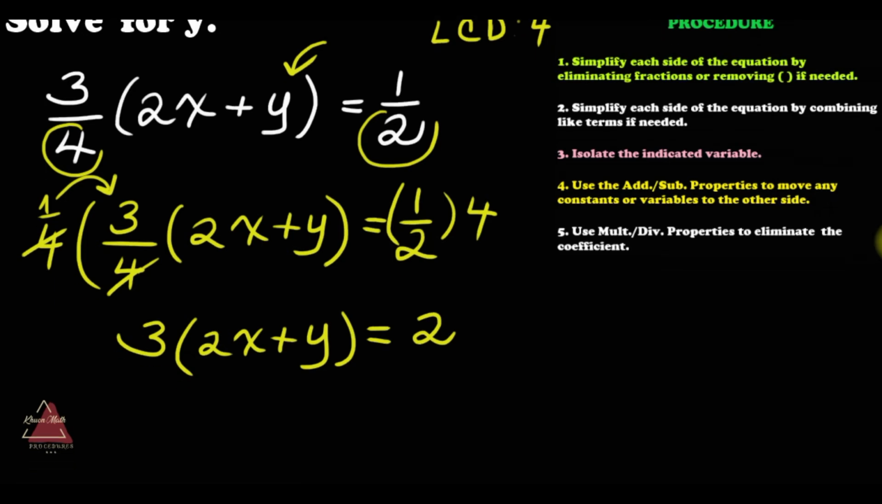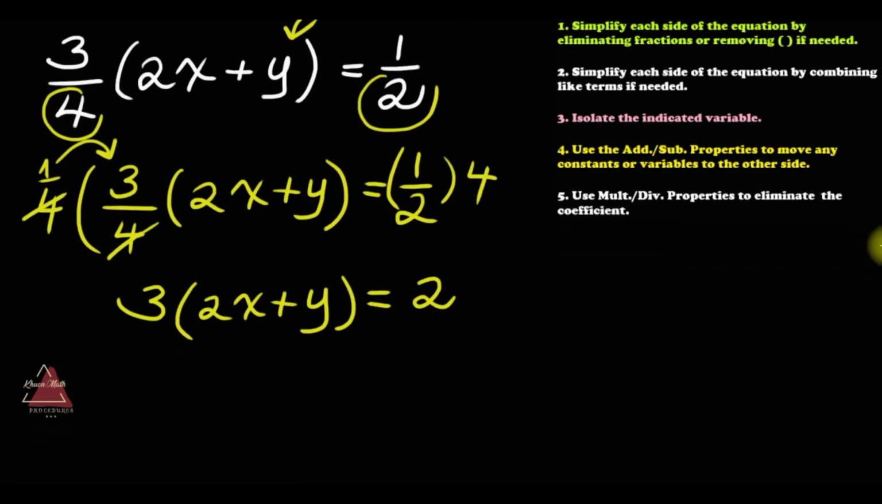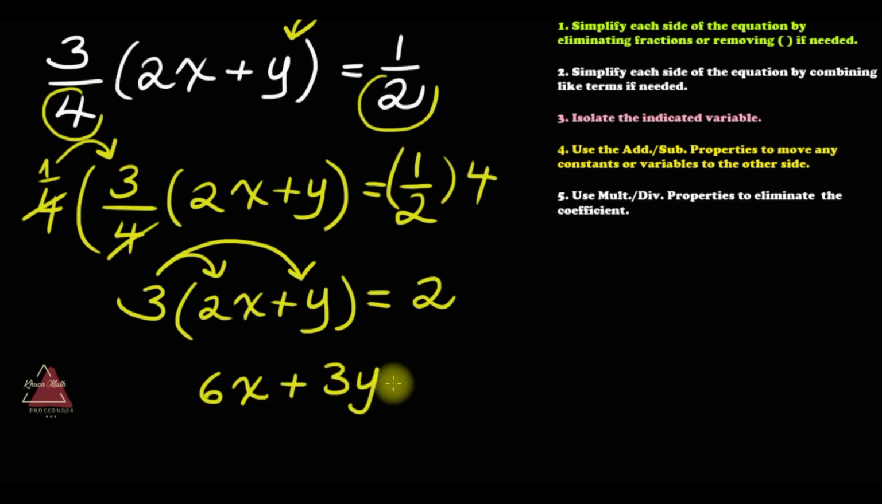And now we have to get rid of the parenthesis. So that is to apply the distributive property. So we're going to distribute the 3. So 3 times 2x, and then 3 times y. So 3 times 2x is 6x, and then 3 times y is 3y, and then equals 2. Okay, so that's step 1.